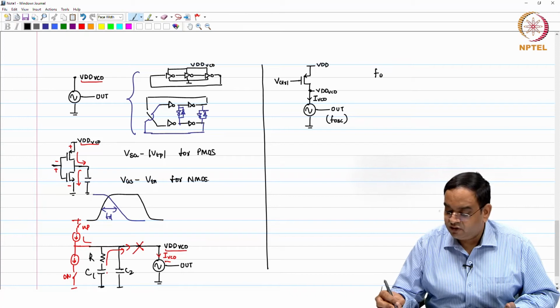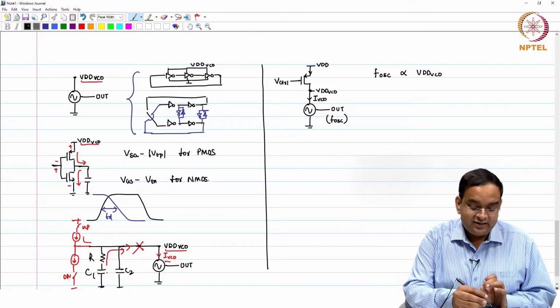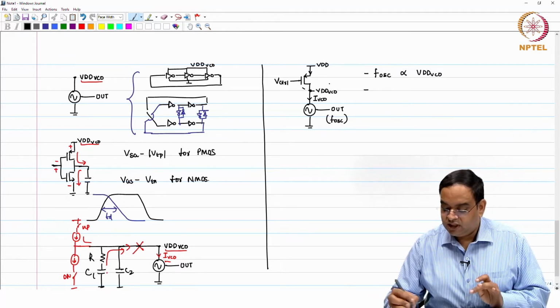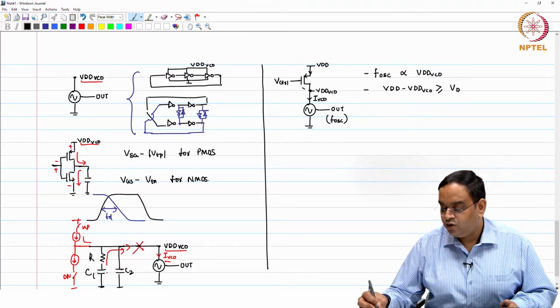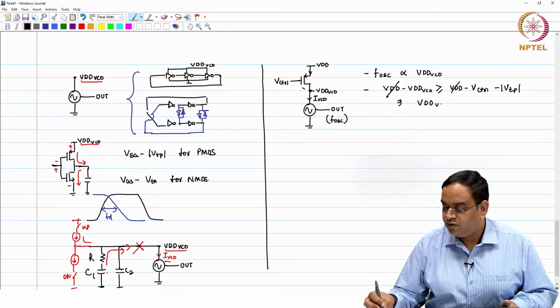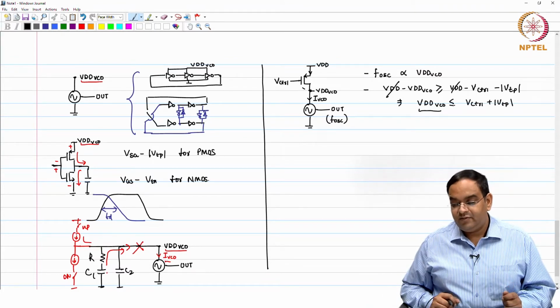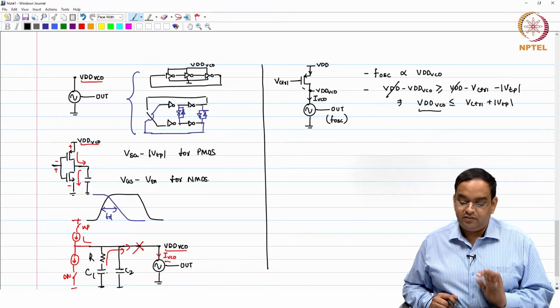So, the first thing we should understand is that f oscillator is going to be proportional to VDD VCO. In order that this PMOS acts as a current source, it must operate in the saturation region. The condition for the saturation region is that VDD minus VDD VCO, this is VSD, should be greater than or equal to VSG minus mod VTP. This implies that VDD VCO is less than or equal to V control plus mod VTP. Because the supply voltage is limited to V control plus mod VTP, you will have a limit on the frequency.